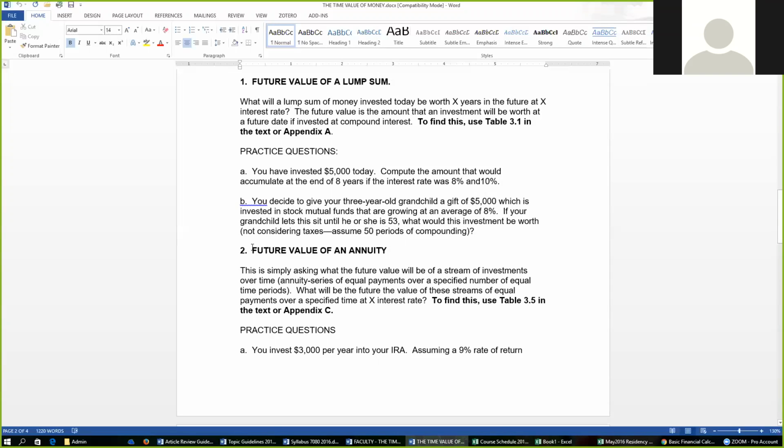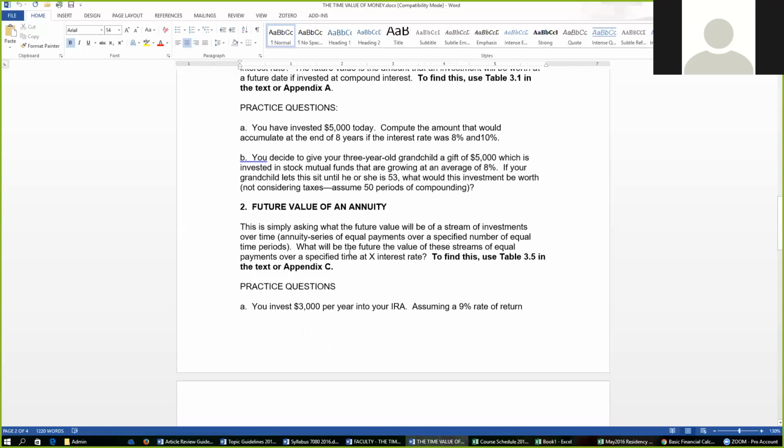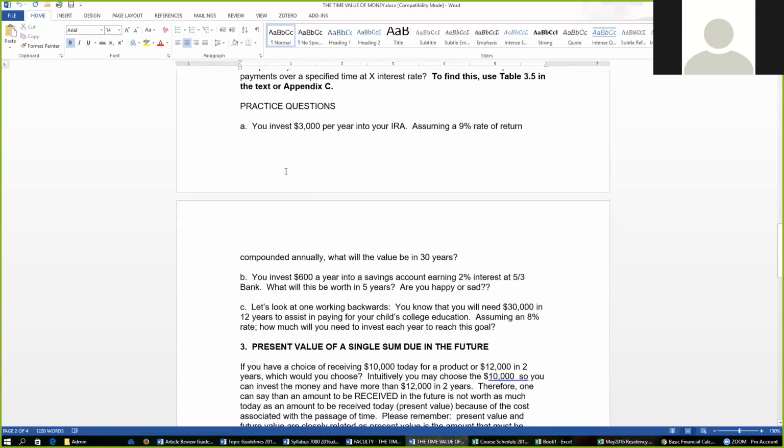Number 2 is kind of like it. You still want to find out how much money will be in my account in the future. But it's a different type of problem. Let's read the story. You invest $3,000 per year. Here is the big important phrase, per year. You're not just putting $3,000 in the account and leaving it there. You're putting it in every single year at 9% interest, and you're going to do it for 30 years.